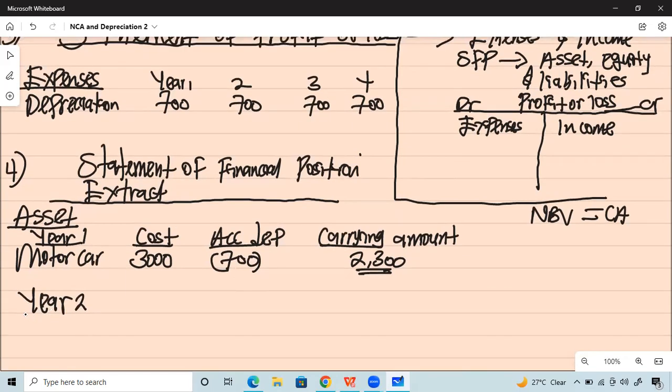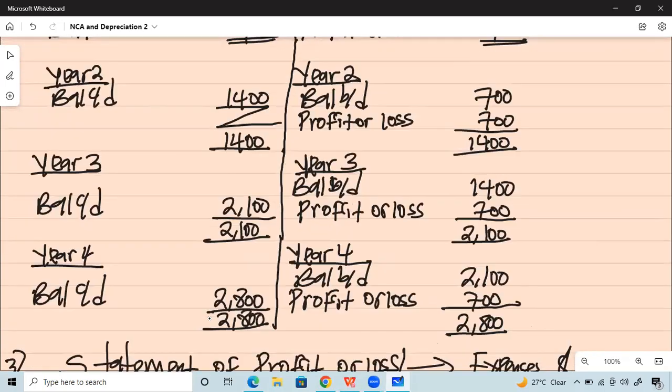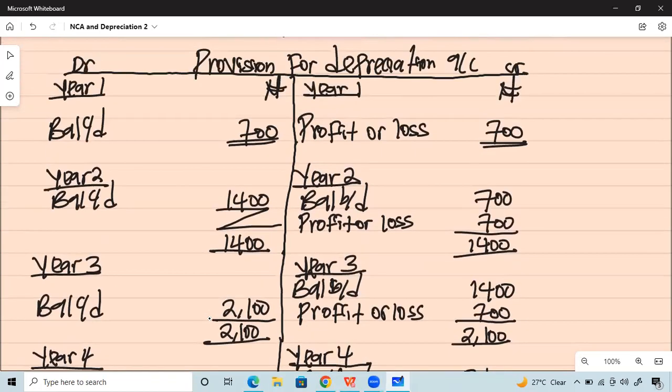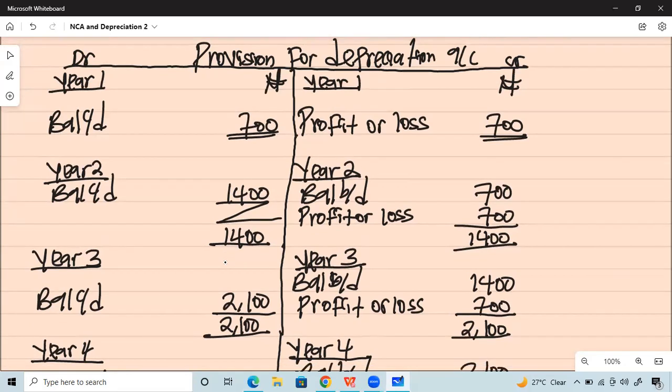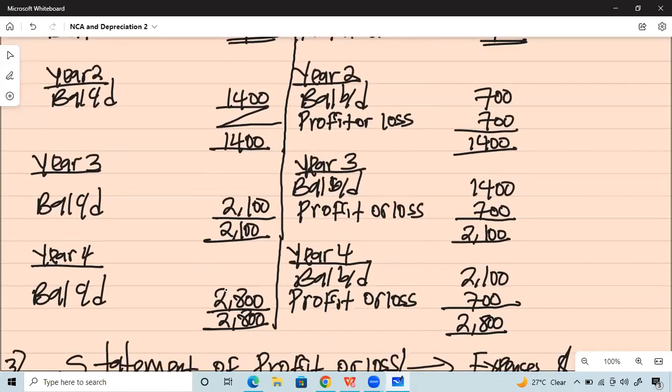In year two, for the motor car, the cost is still 3,000. Now, what is the accumulated depreciation? It will be the closing balance as at the end of that particular period. The closing balance at the end of year two is 1,400. At the end of year three is 2,100. At the end of year four is 2,800. So it is the closing balance that you are going to bring into the statement of financial position.